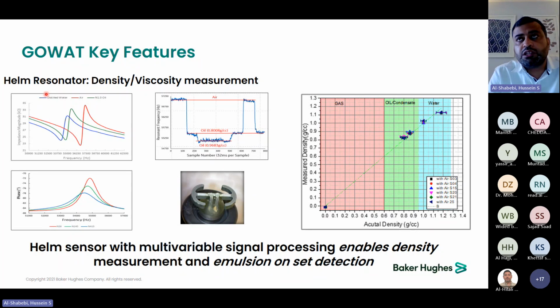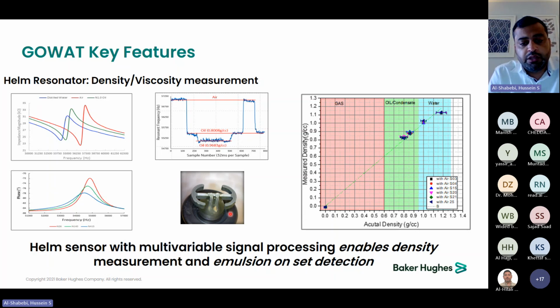One limitation of the resistance is that if you are running it in emulsion, you will read the continuous phase only. But from here, with the help of the viscosity, we can determine whether you are having emulsion in this well or not. This tool has to be calibrated at surface before running in hole.